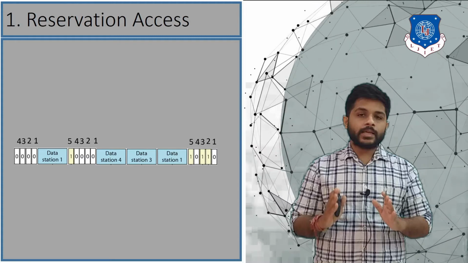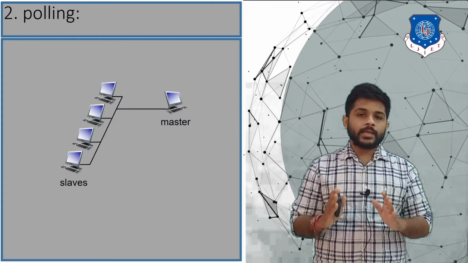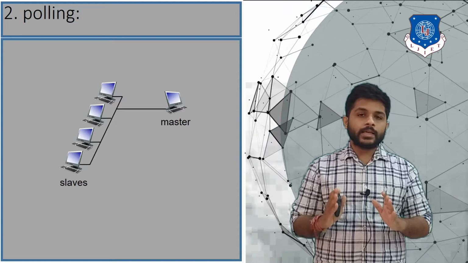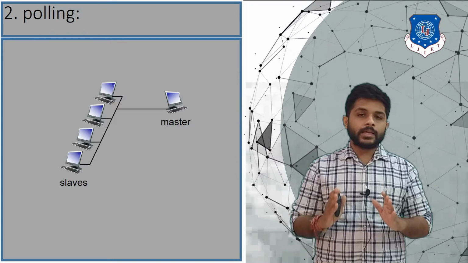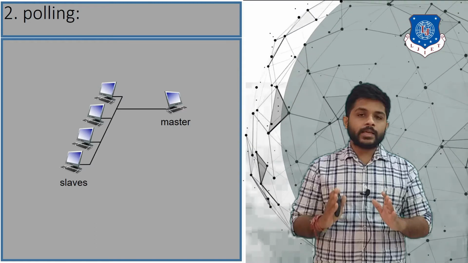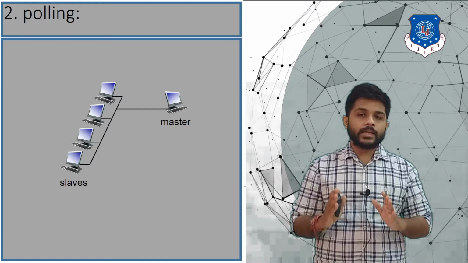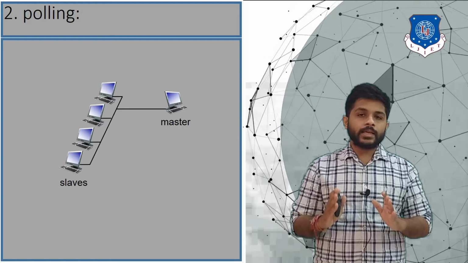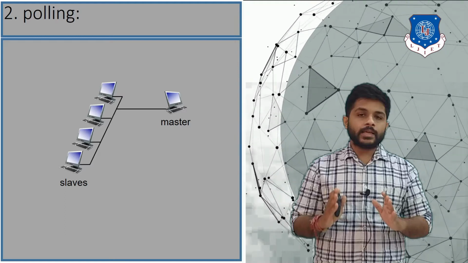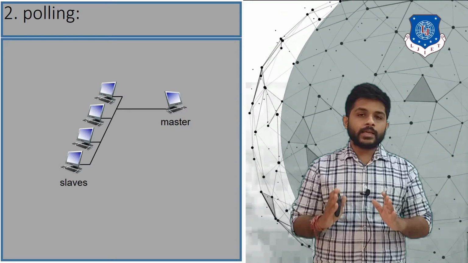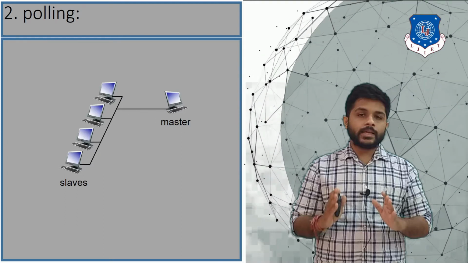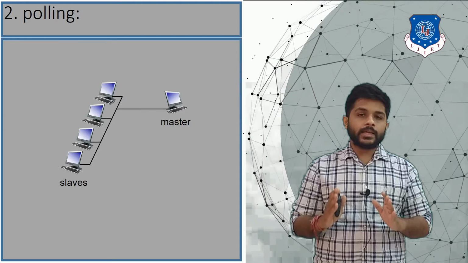The second type is known as the polling method. So how does the polling method work? In the polling method, all the devices that want to send data cannot send freely, because the devices are divided into two categories, the master and the slave. All the communication will be initiated by the master, and it will be sent and received via the master.